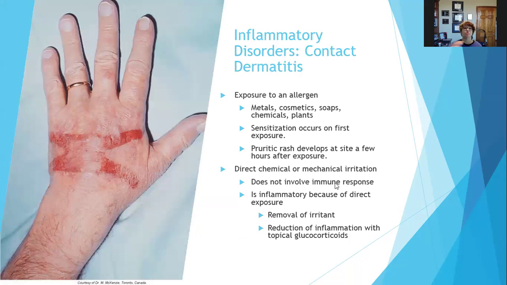So inflammatory disorders, one that a lot of us are familiar with is contact dermatitis. This is a photo from the book, and you can tell exactly what this person was allergic to. They were allergic to the adhesive on a bandage on their skin, and a lot of times that's the indicator, like, oh, this is contact dermatitis, because whatever you were exposed to, you can see the shape of it on your skin.